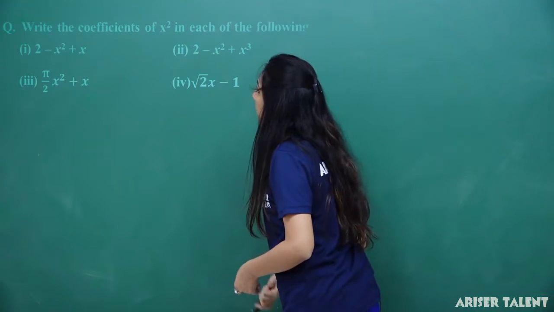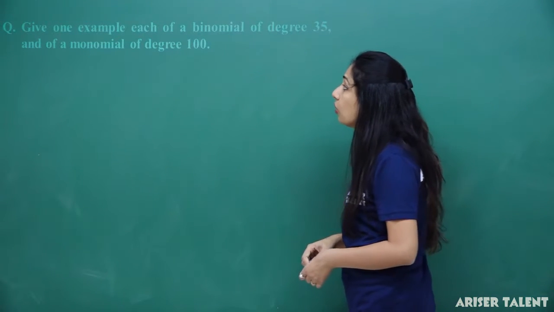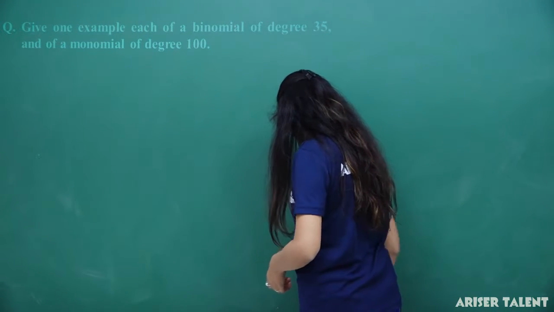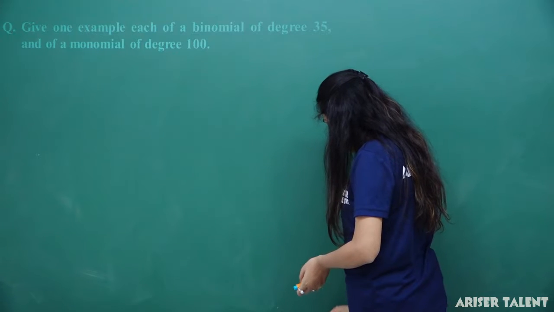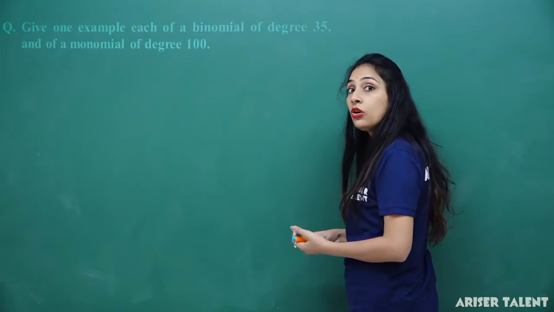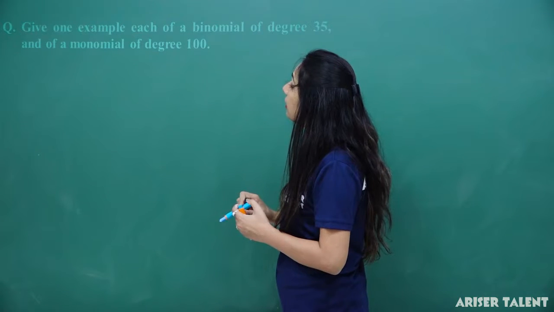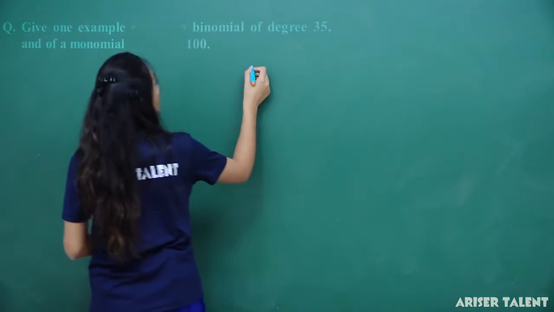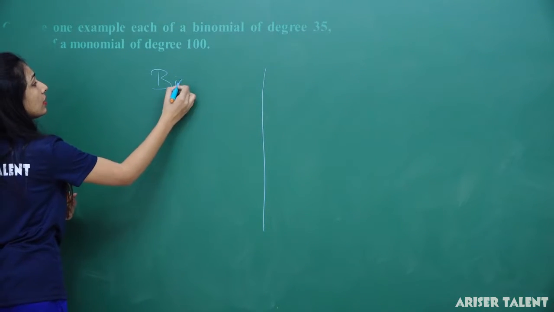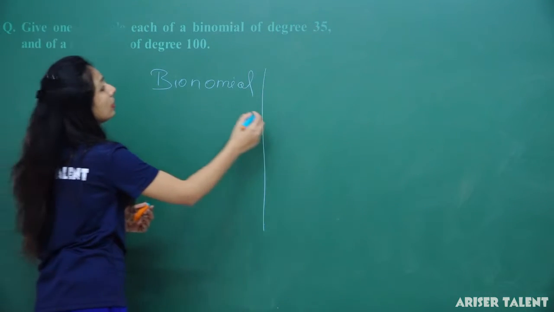Okay. Next question is here. Give an example each of a binomial of degree 35 and of a monomial of degree 100. Now first know that, do you remember what I have taught you, what is monomial, what is binomial, what is trinomial? If you know all these terminologies, then only you are able to answer this question correctly. Now it's saying one example of each, what? Binomial and a monomial.